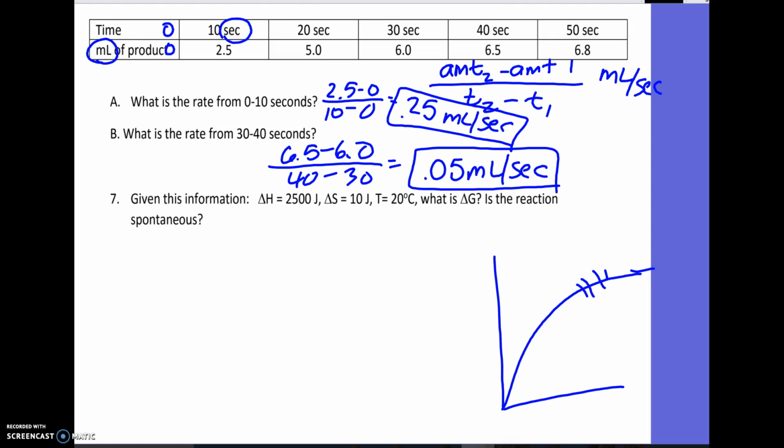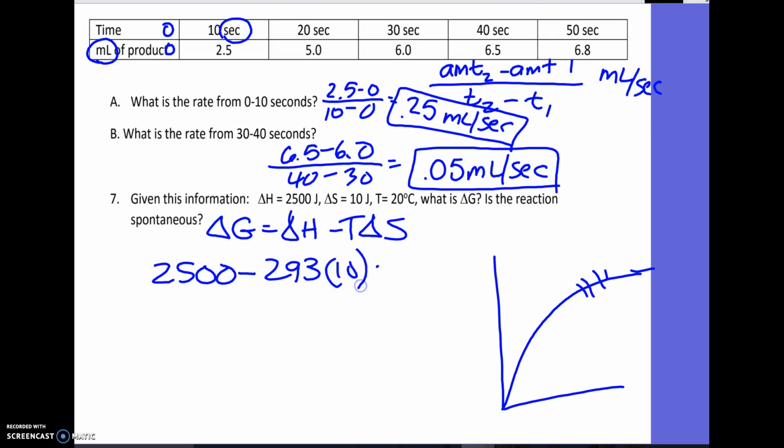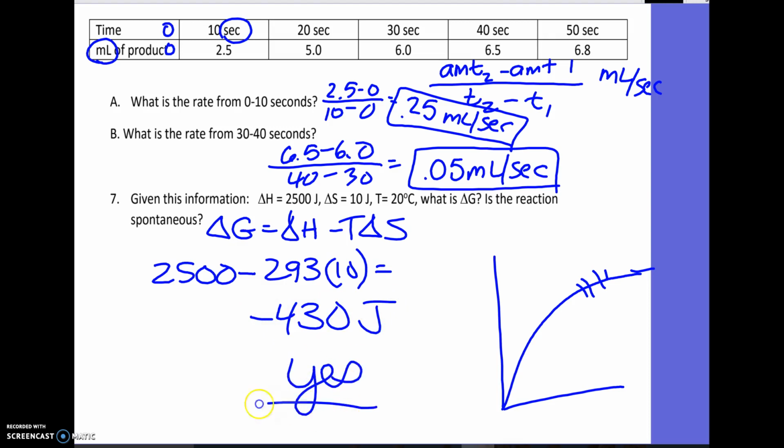And that brings us to the last one. So this formula is on the formula sheet. So you will have this one available to you. Biggest mistake, don't forget if it's negative, to put a negative sign. Don't forget units. And don't forget to change your temperature to Kelvin. So this one's just going to be 2,500 minus 293 times 10. Sorry, it's negative 430. Would it be spontaneous? Yes. All right, that's it.